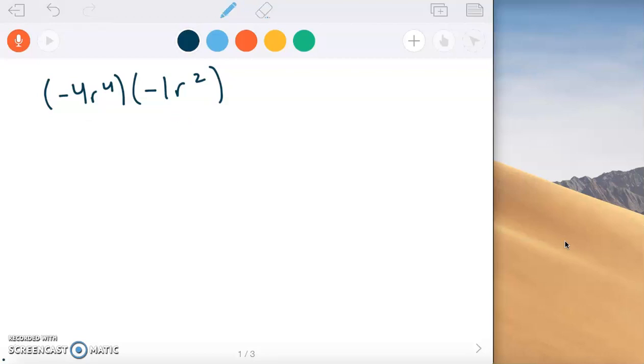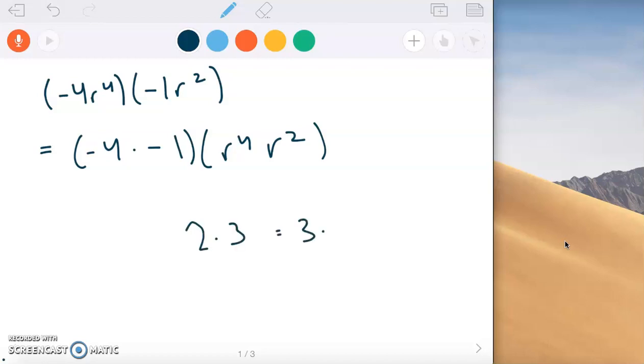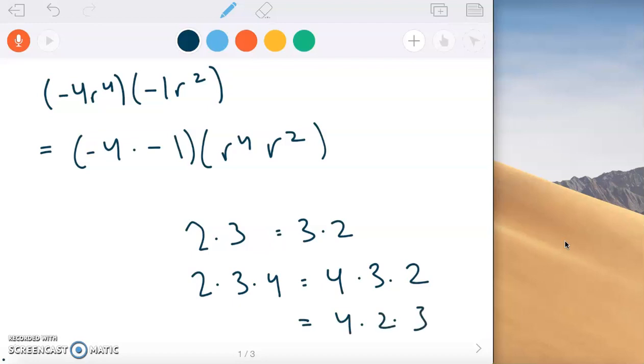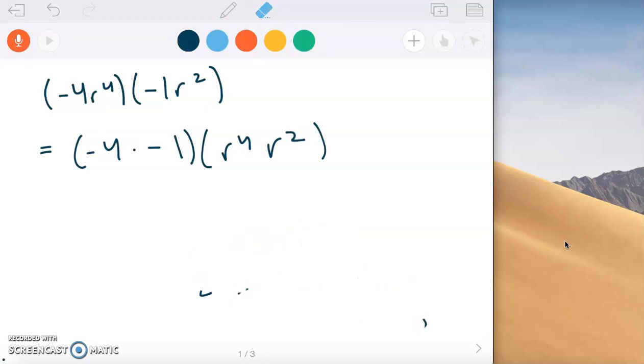So this is the same thing as saying negative 4 times negative 1 times, or you don't even need that, we're just having the parentheses here, r to the fourth r squared. Remember, when you're multiplying, it doesn't matter what order you put it in, right? 2 times 3 is the same thing as 3 times 2. 2 times 3 times 4 is the same thing as 4 times 3 times 2, which is the same thing as 4 times 2 times 3, right? So that means that we can look at these in this way. That way you could just look at the numbers first, and then you'll get to the point where you don't need to split it up like this.